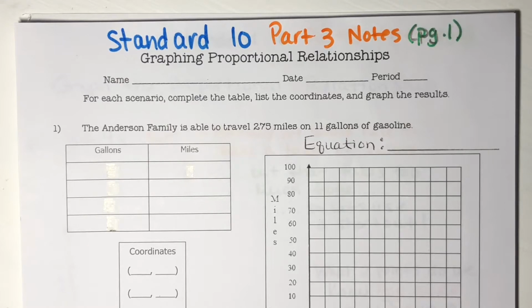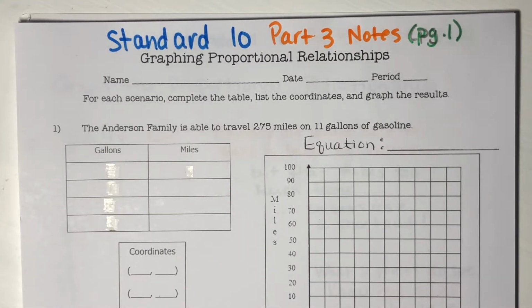So far, we've learned about how to identify proportional relationships, how to find the constant of proportionality, which is your slope, and the third part of this standard is to actually take that proportional relationship and graph it now. Okay? And to start off, we're going to be given a problem here.